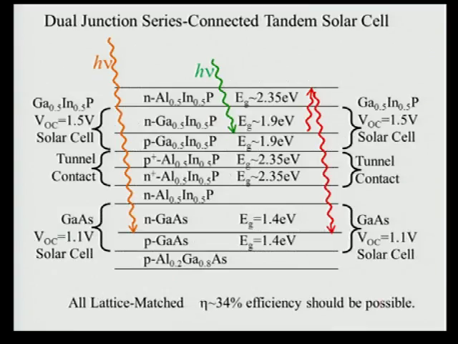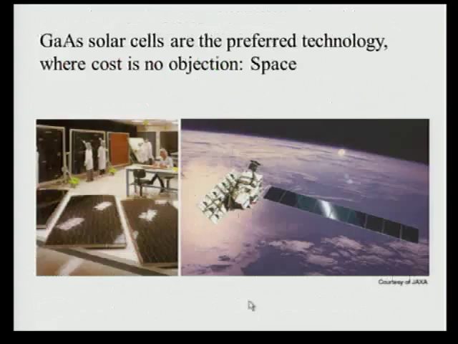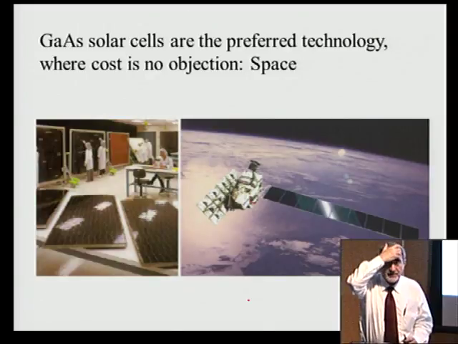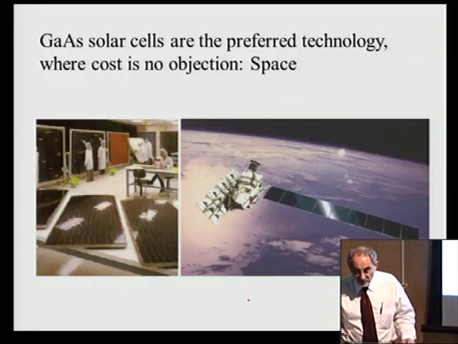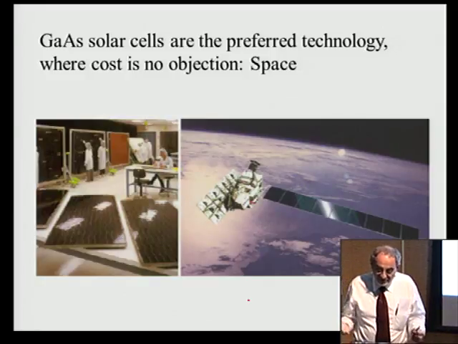Now, I'm going to skip this. This is just saying that we can make more efficient solar cells by having a dual junction. I think I'll skip this part. And I'll just finish with the sociological survey. So everyone agrees that gallium arsenide are the most efficient solar cells.